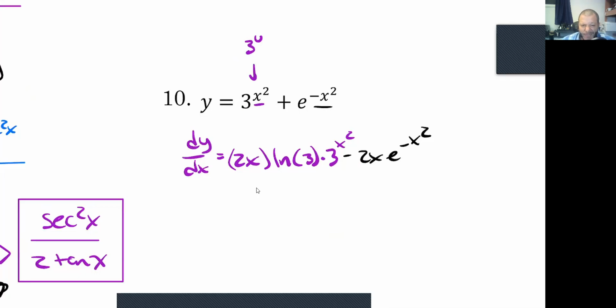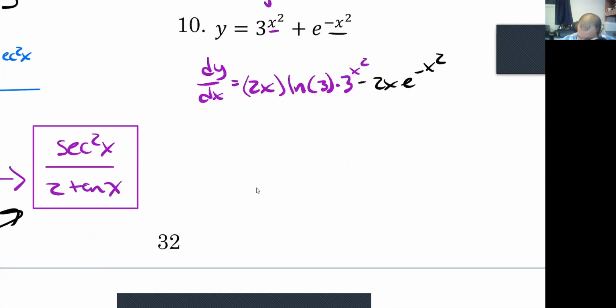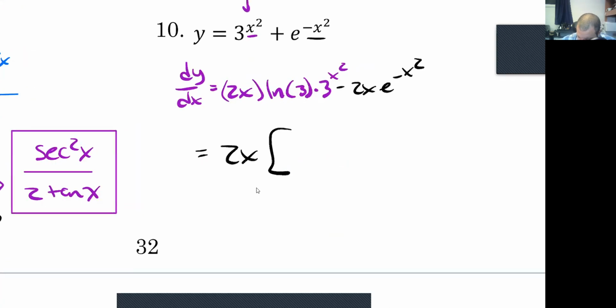And can we clean that up? Yeah, we can clean up, I don't know, like an x squared or something. If I wanted to, I could pull out a 2x and just be left with the natural log of 3 times 3 to the x squared minus e to the negative x squared. We could also do that.